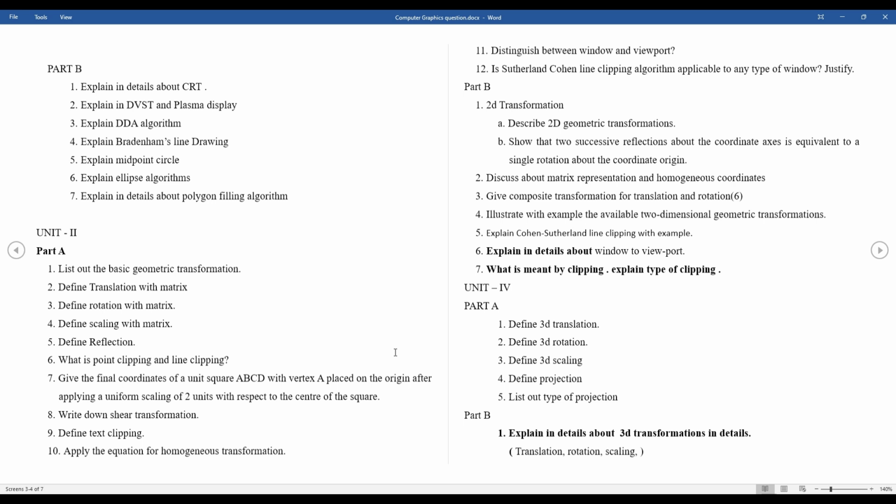What do you mean by clipping algorithms? There are window boundaries. From the boundary, the points that are inside the window boundary will be kept, and the remaining outside points are removed. That is point clipping. What is line clipping?